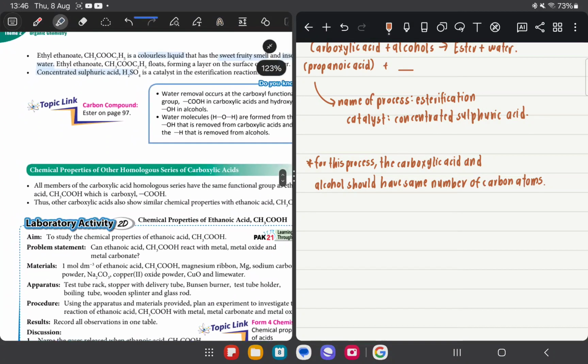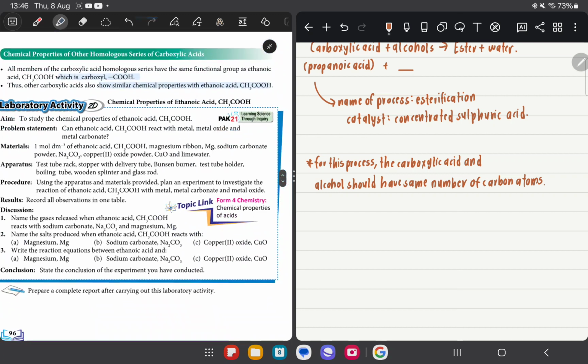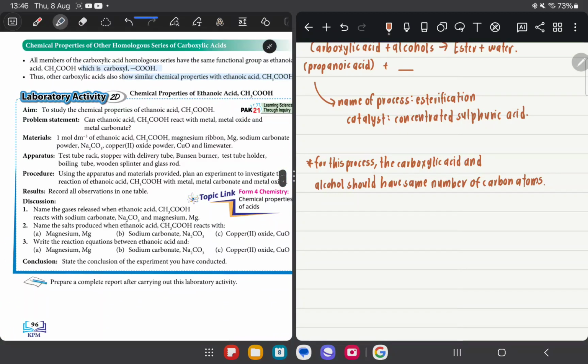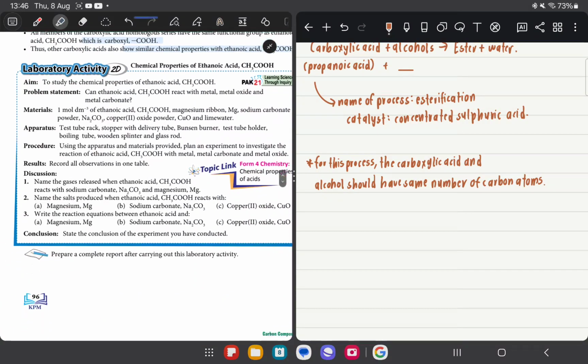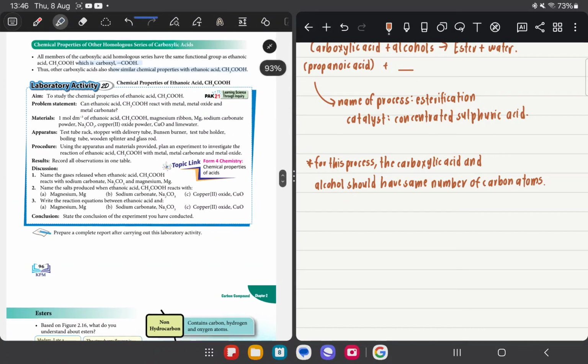Dan kita tengok chemical properties carbon sikit. All members of carboxylic acid have the same functional group as ethanoic acid, which is, ya betul. Kalau dia kategori carboxylic acid, dia punya functional group semua sama, which is carboxyl group. Thus, ya betul, they have similar chemical properties. Okay, ini normal lah. Lepas ni in another video I will discuss this laboratory activity 2D, baru saya akan masuk esters.